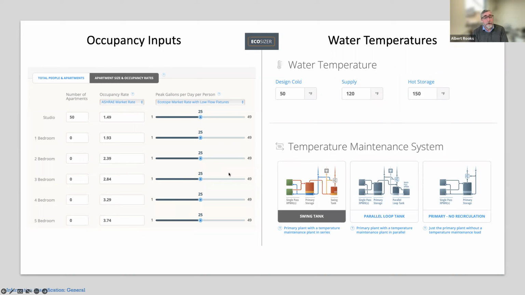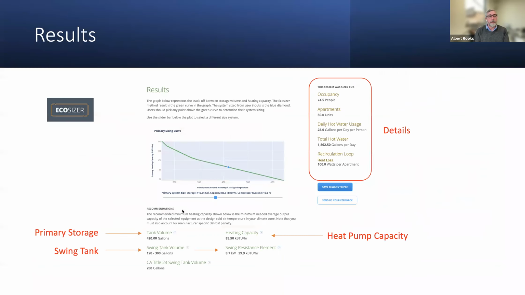I'll pick a configuration for the temperature maintenance system down at the bottom. I typically use a swing tank. It could be a parallel tube loop tank, right? So I could resize it for a unitary heat pump water heater or a large one. And then I could also say no recirculation, like the question we had earlier. And then I'm going to scroll down. There's a couple other questions, but essentially I'm going to pick a button and say, okay, I gave you my info. Give me your sizing back.